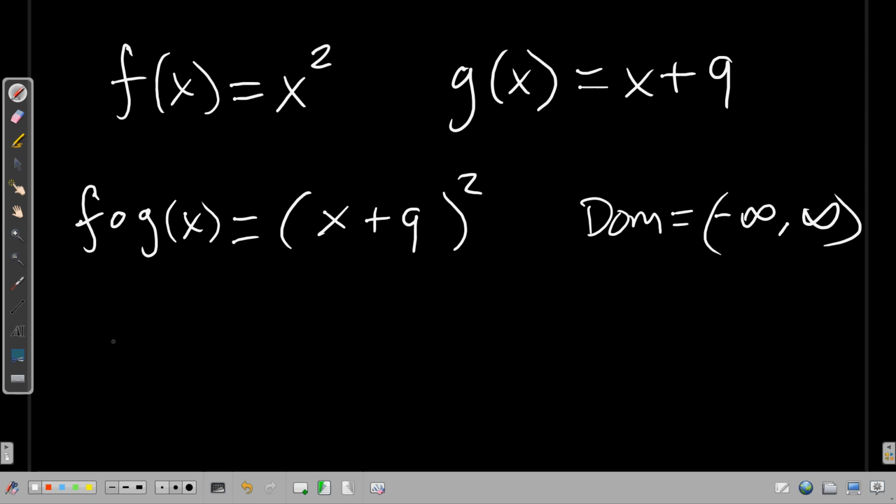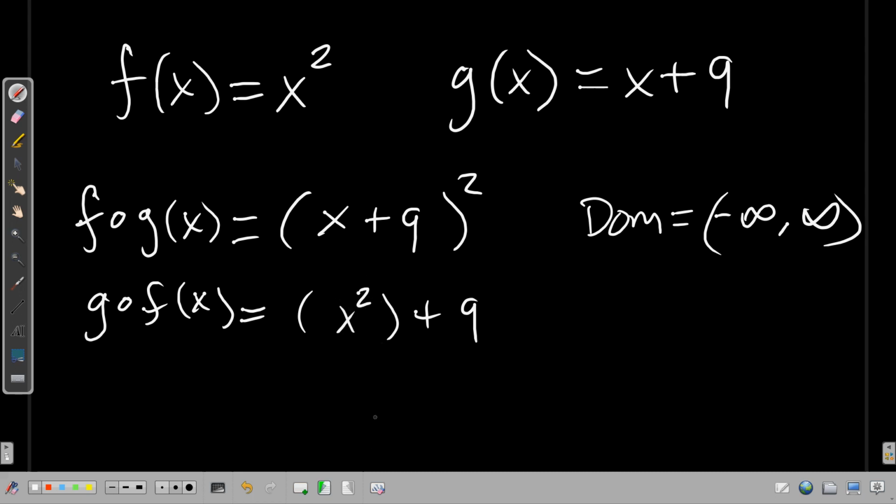g circle f. Well, here's g on the outside, and then it's ready to have f put in. That's just a parabola, vertex at the point (0, 9). Domain is all real numbers.